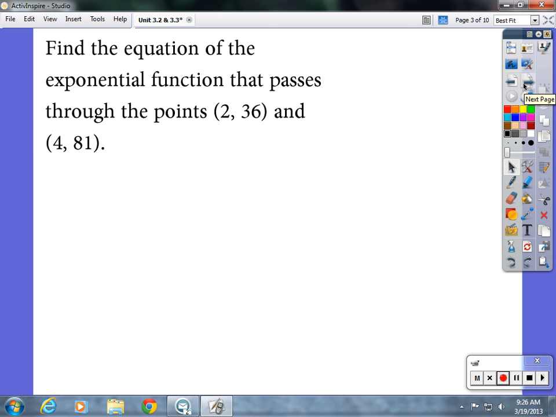Writing equations of exponential functions in y equals a times b to the x form is first. So find the equation of the exponential function that passes through the points (2, 36) and (4, 81). Obviously, you can use the graphing calculator to do this. However, I'm going to show you how to do it by hand.